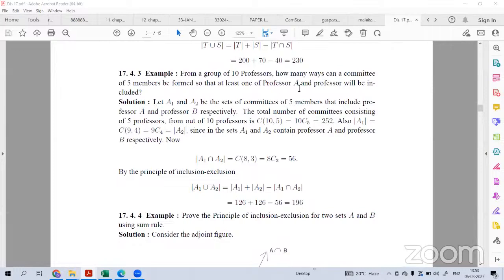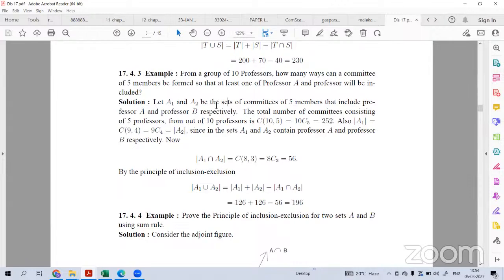Here we want to identify the committee formation ways. We have a group of 10 professors, and a committee of 5 members is formed so that at least one of the professors should be there. So let A1 and A2 be the two sets of committees formed with 5 members including Professor A and Professor B respectively.